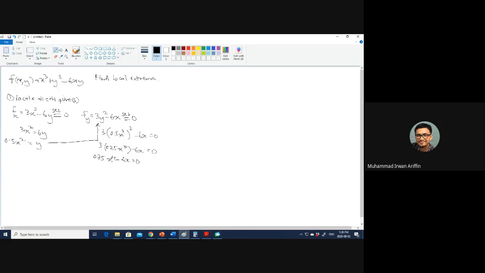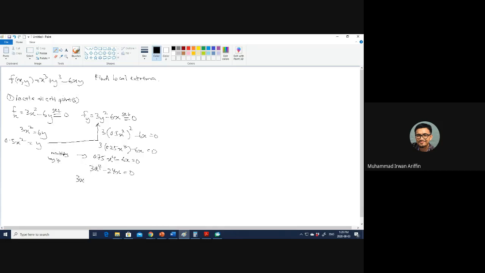I want to solve this. I want to factorize this, but it looks a bit ugly, so I want to make this into a whole number. Multiplying by 2 gives me 1.5, multiplying by 4 will give me 3. So I'm going to multiply by 4. This would be 3x to the power of 4 minus 6 multiplied by 4 is 24x equals 0. I just want to change this 0.75 into a whole number so that it is easier for me to factorize this.